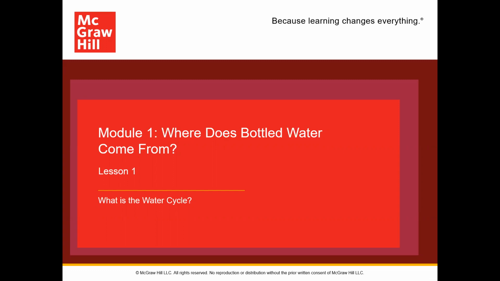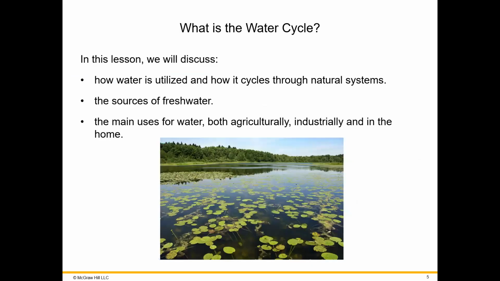So, Module 1, Lesson 1: what is the water cycle? You probably have heard already of the water cycle. This is something that has been drilled into the brain of everyone since we were kids. We are going to briefly revisit it, and we will discuss how water is utilized and how it cycles through natural systems, different sources of fresh water, and what the main uses of water are, both agriculturally, industrially, and in the home.